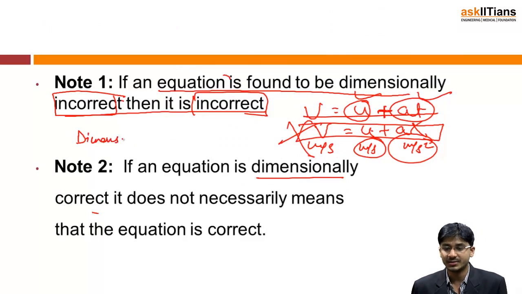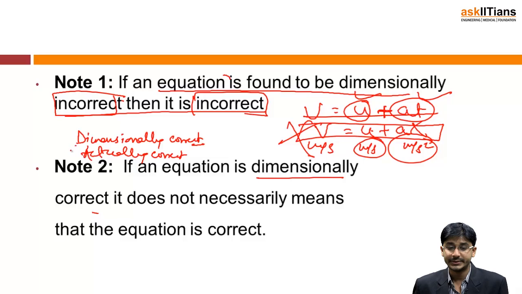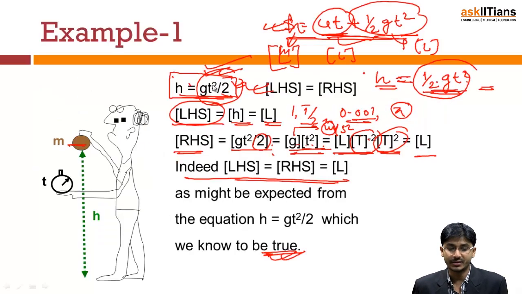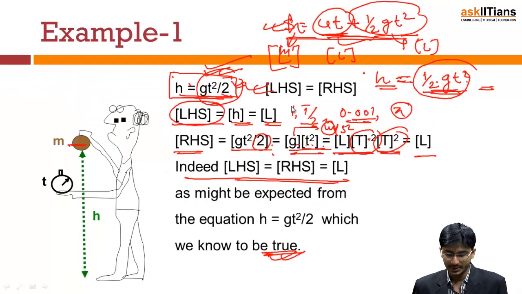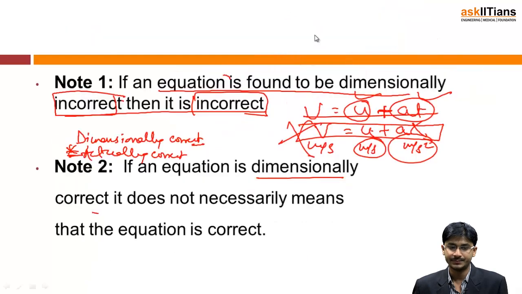So if I write it like this, a formula is dimensionally correct. That doesn't mean that the formula is actually correct. There is a star mark over this, as we have seen here. Both of them are dimensionally correct, but the actual formula is this. So this is our finding: if it is dimensionally correct, then the formula may be actually correct or may not be correct.